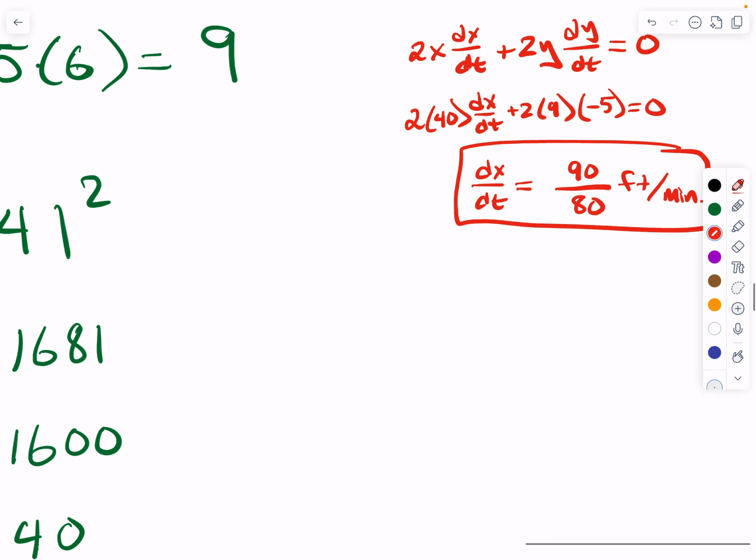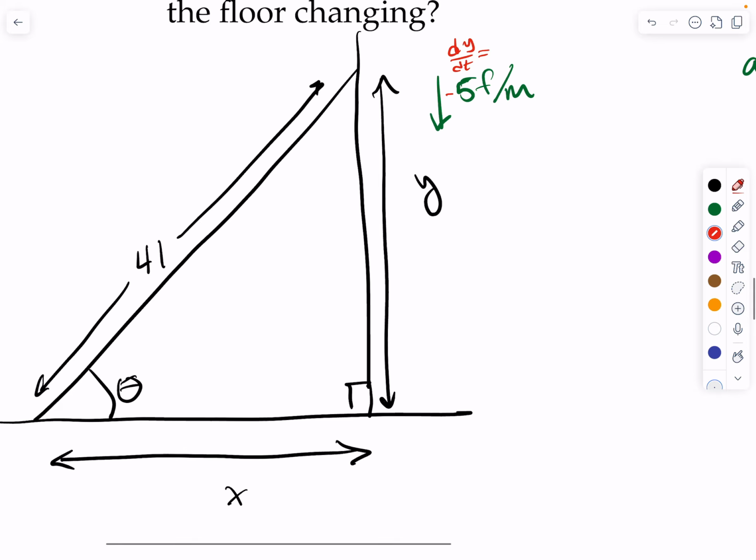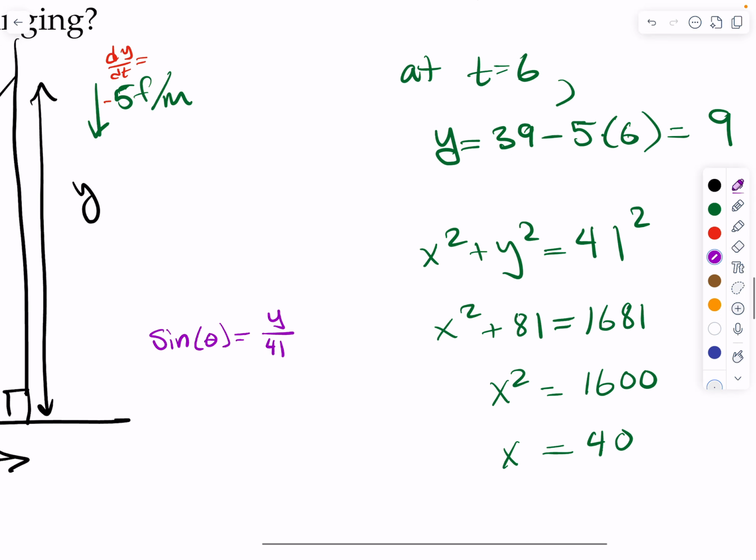Next, we're going to compute the angle. You can use whatever tool you'd like, any trig function will work here. But in order to avoid some of the pain of working with x, I'm going to try to avoid using x. So the sine, sine is opposite over hypotenuse, is going to be y over 41. So that's what I'll use.